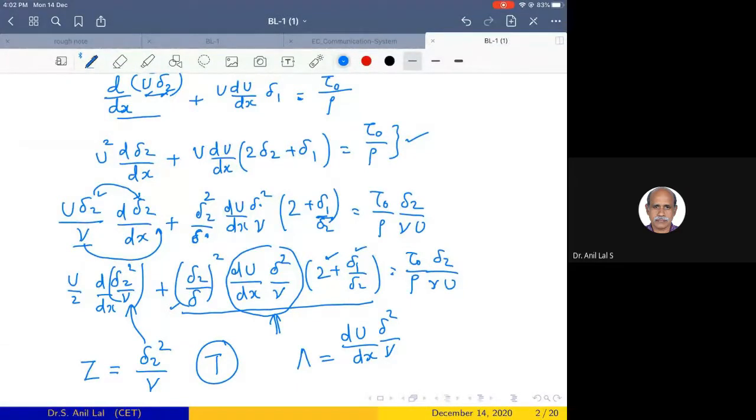So this is how the von Karman momentum integral equation is rearranged for the Pohlhausen method. The primary aim is to make all the terms dimensionless and also to introduce some new variables. These z and lambda are the variables that are going to control the boundary layer parameters. So in that way, it is arranged.